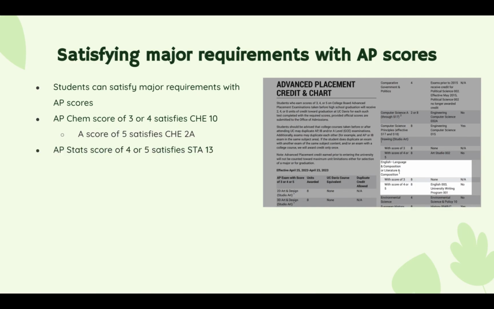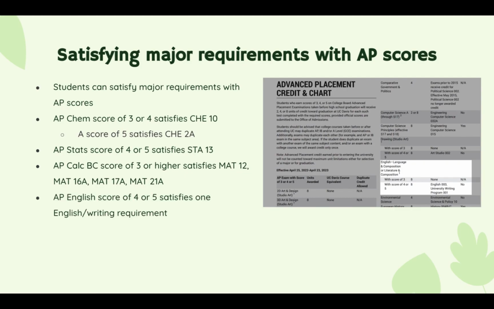An AP statistics score of 4 or 5 satisfies statistics 13, and an AP Calculus BC score of 3 or higher satisfies Math 12, 16A, 17A, or 21A, meaning that if a student received a 4 or higher on their AP statistics, or a 3 or higher on the AP Calculus BC test, then they have satisfied the quantitative math requirement for the LDA major.